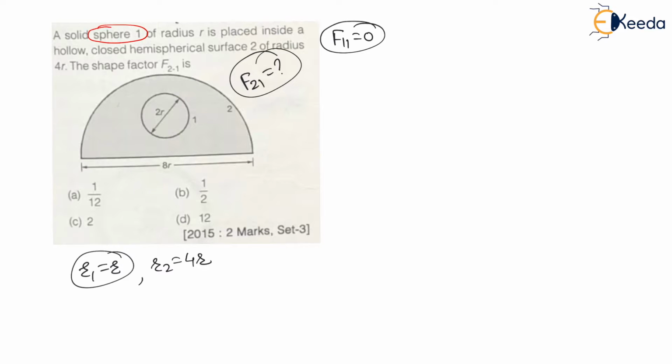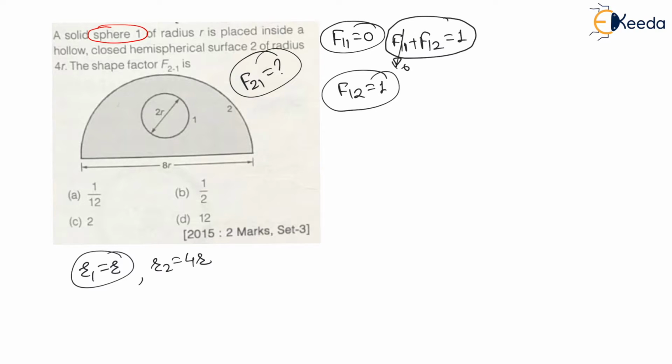And we have one summation rule. Here 1 is completely enclosed in 2. Therefore, we have the summation rule, that is F11 plus F12 is equal to 1. Summation of all shape factors with respect to any one body is equal to 1. F11 is 0. Therefore, we can say F12 is equal to 1. That is very important.